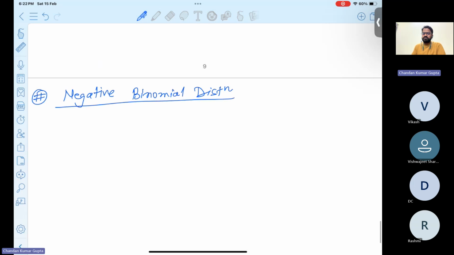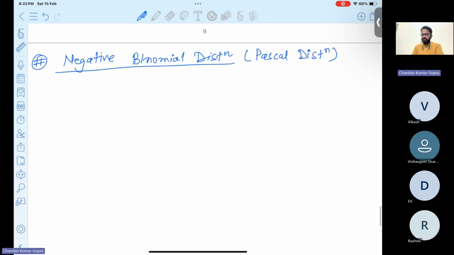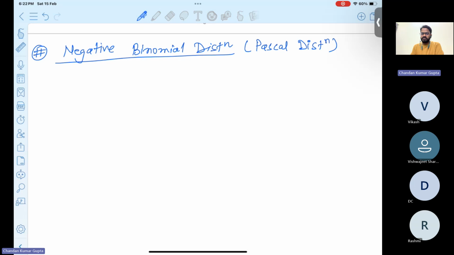Now the next one is the negative binomial distribution, or inverse binomial, as some people say. It is also termed the Pascal distribution. This distribution is used when we want r successes, a finite but more than one number of successes, in a number of trials. That kind of problem can be solved with the help of the negative binomial distribution.